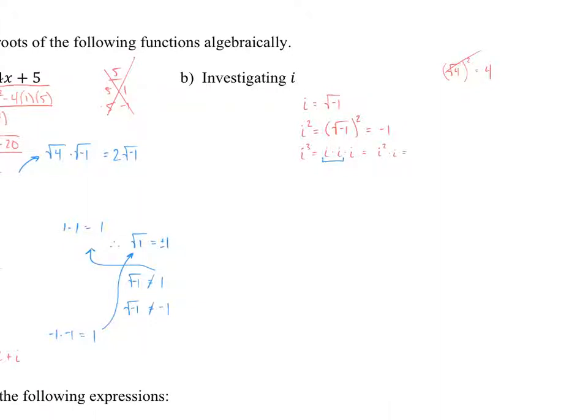I know that i squared is -1, and I know that i is i. So that would just be negative i. If I raise i to the third power, I'll have negative i.